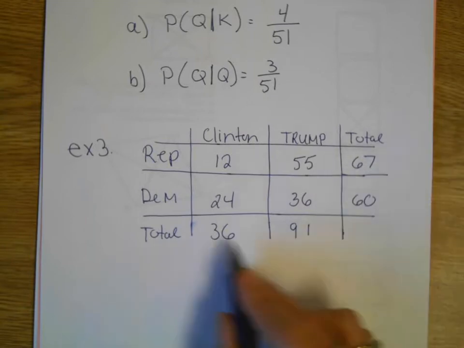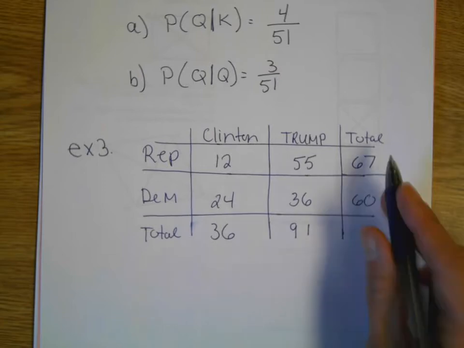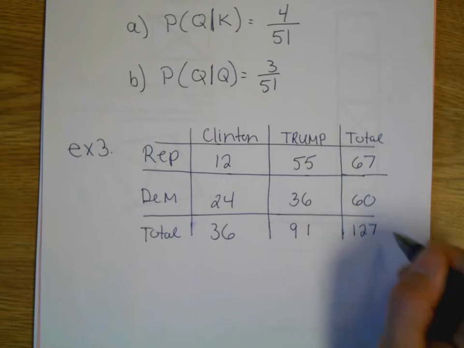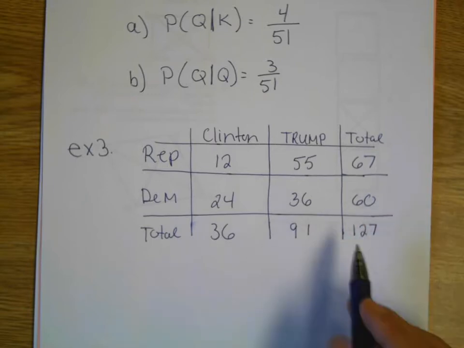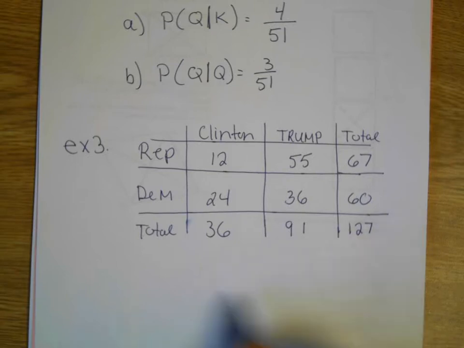If you add vertically here, it better match what we add horizontally. Does it? 127 this way, 127 this way. You'd be surprised, you'll have like 2 or 3 of these kinds of questions on your SAT, where they'll give you a table of data and ask you probability questions, so you definitely want to get good at these.